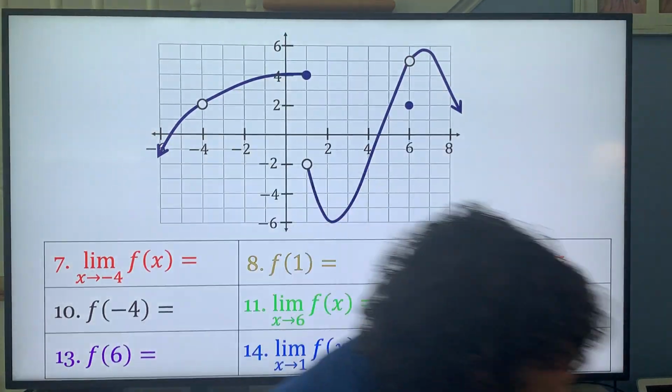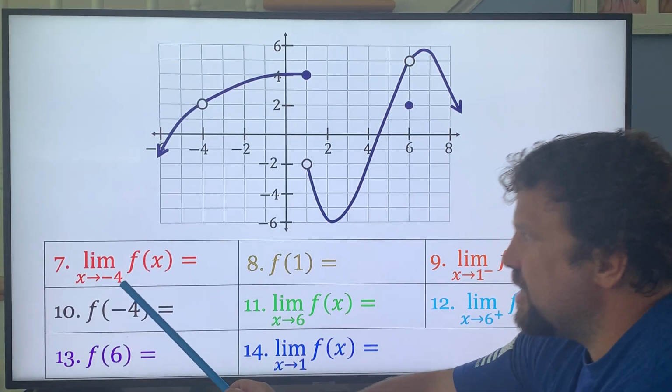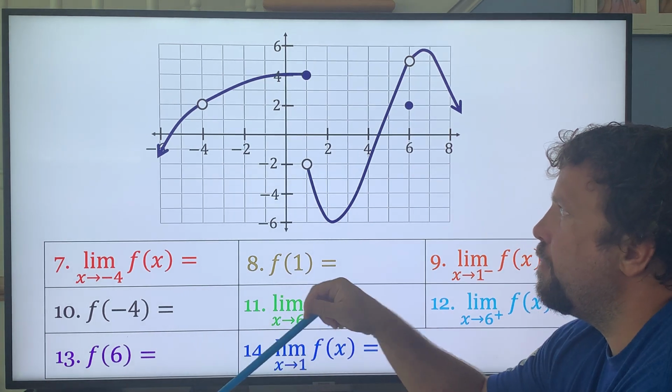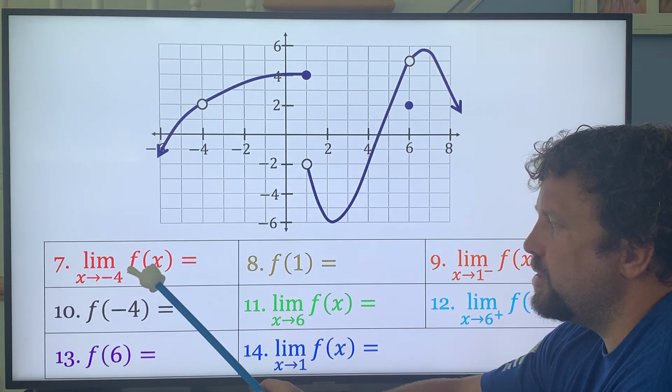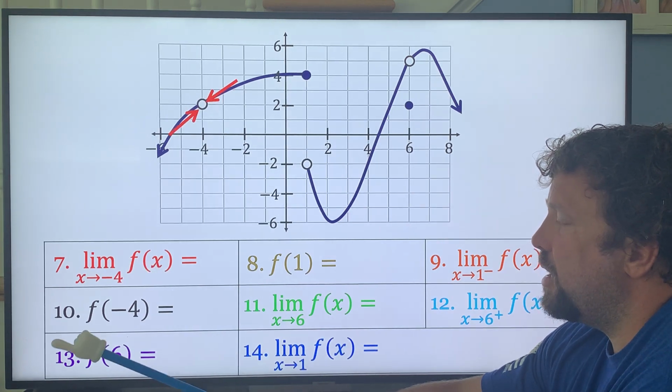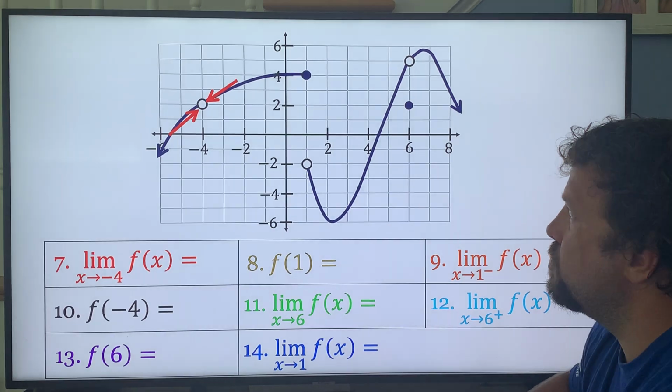Let's get into some problems. Almost done already. This is a quick and easy review. The limit of f of x as x approaches negative 4. Since it's approaching negative 4, there is no plus or minus here. They both have to be the same. They both happen to be 2.